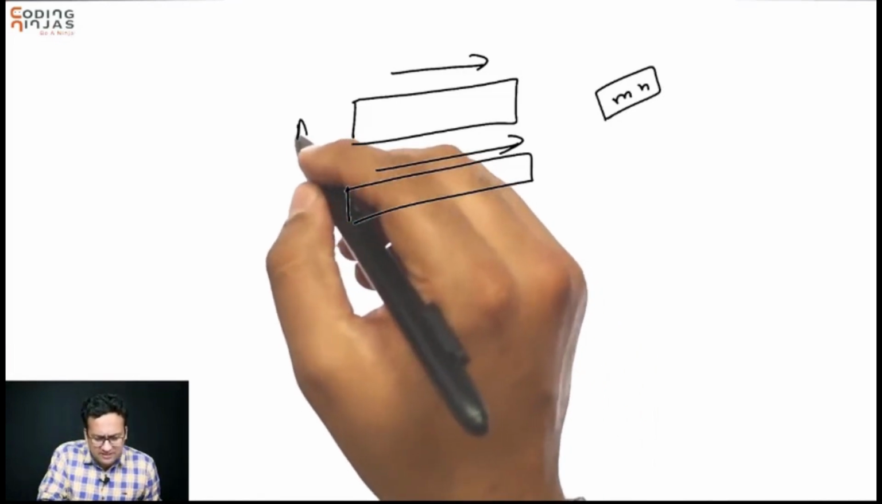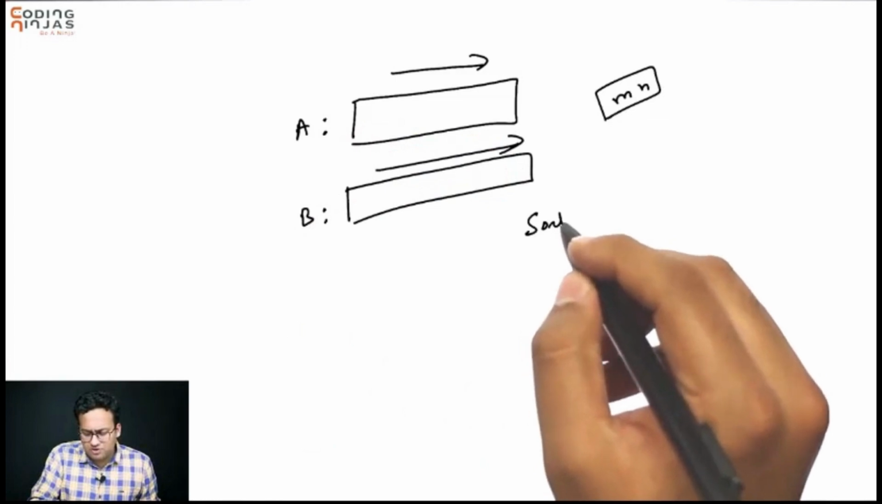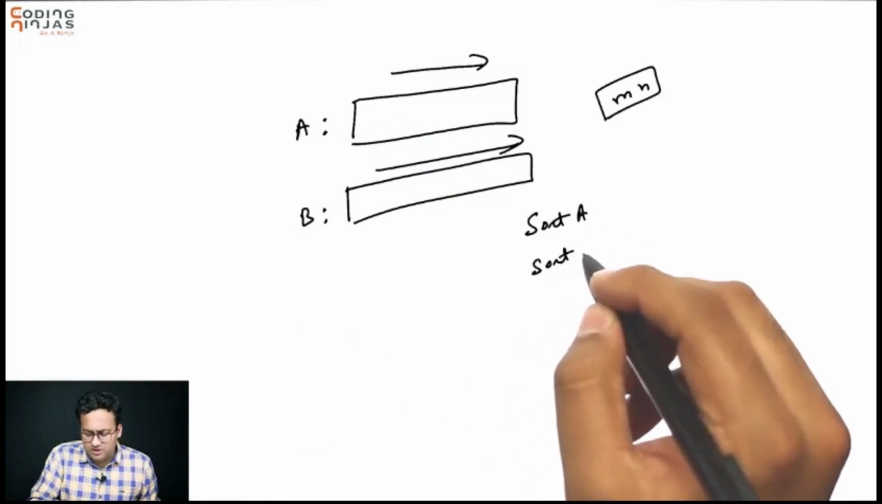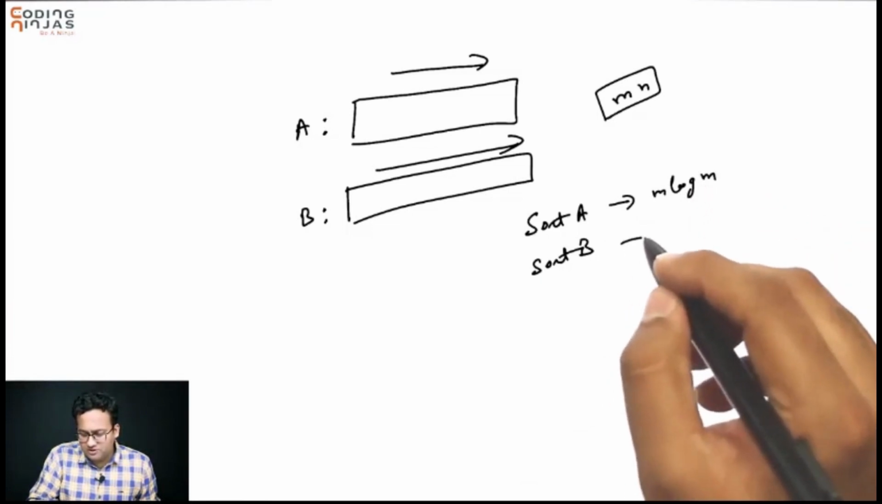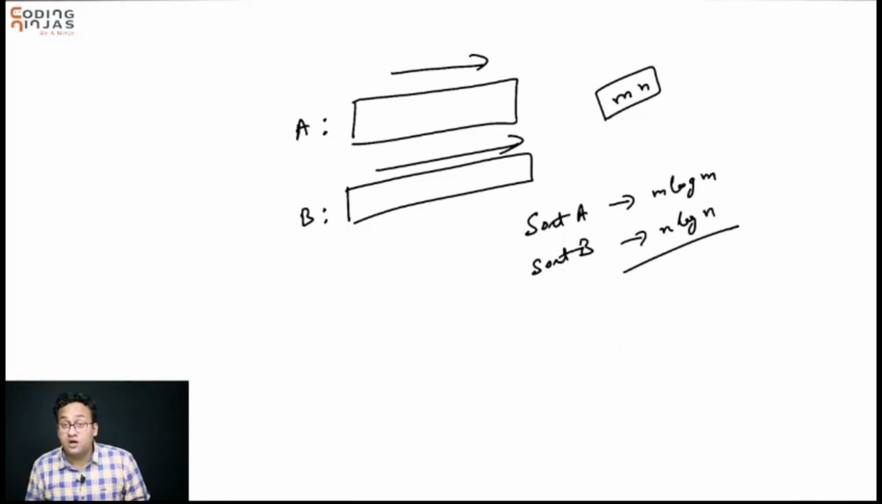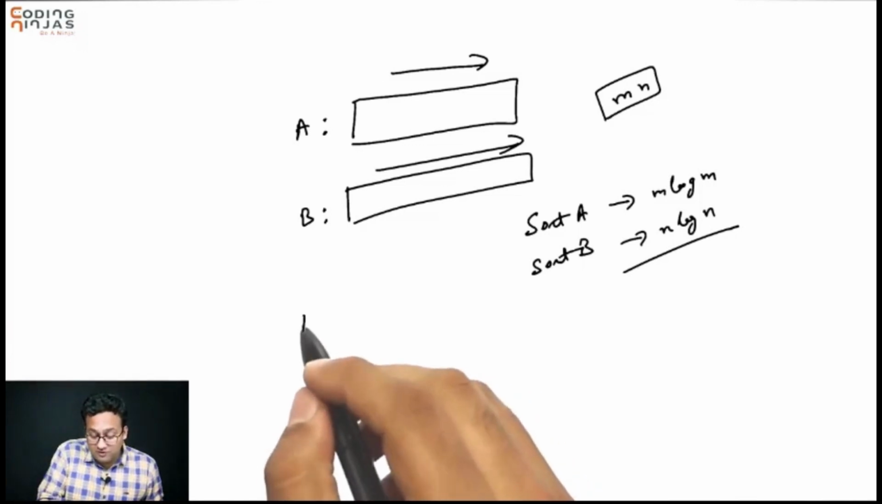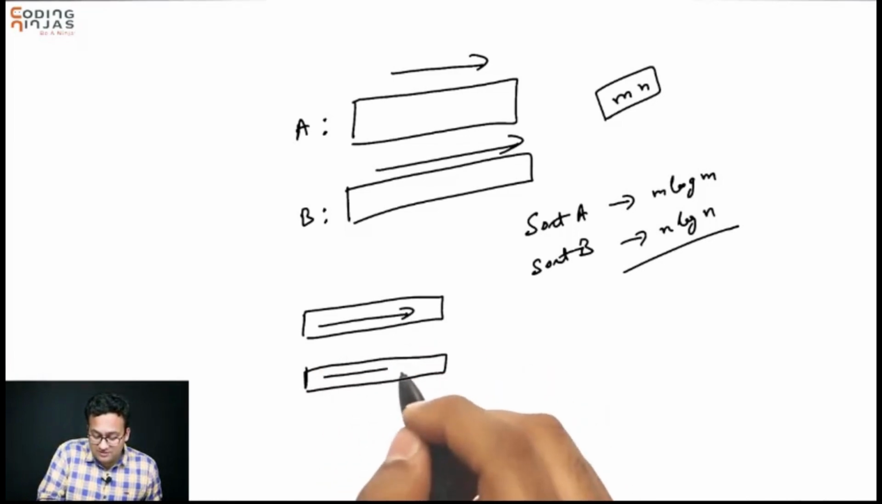So as a first idea, I have two arrays. Let's sort both of them. Sort A, sort B. So here you are doing m log m work. Here you are doing n log n work. Now you have two sorted arrays and you have to find intersection of them. The problem is completely different now. You have two sorted arrays and you have to find their intersection.